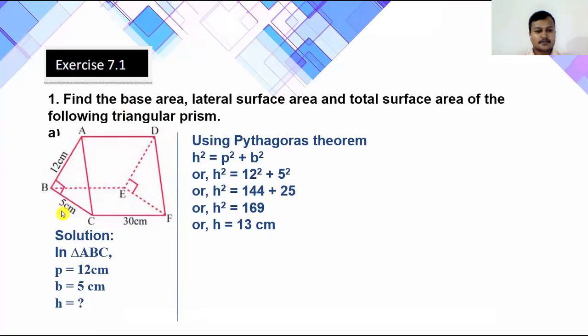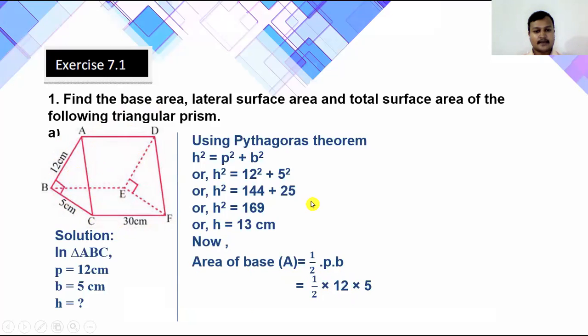Base means the cross sections. The triangular ones are the bases. Two triangles are base. So we have to find out base area means we have to find out area of one triangle, not two triangles. So area of right angled triangle is 1/2 P into B. 1/2 perpendicular into base. It is equal to 1/2, 12 into 5. If we cancel out this 12/2, what remains here? 6 only. And 6 into 5 is 30. Base area is 30 square centimeter.